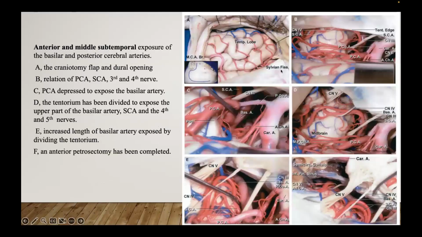So these are again schematic diagrams of the anterior and middle temporal approaches. I am not going into details because this has already been explained in great detail in the previous presentation. However, it's important to remember that the cranial nerves are very closely located to the overall exposure, and it's important to preserve them during the course of surgery.